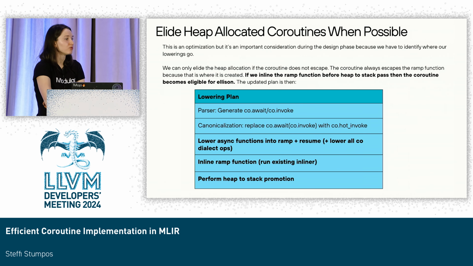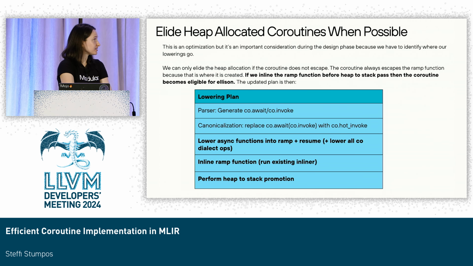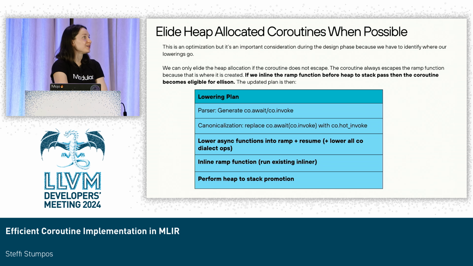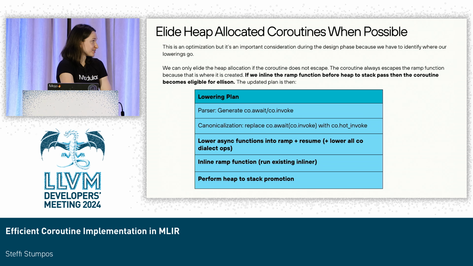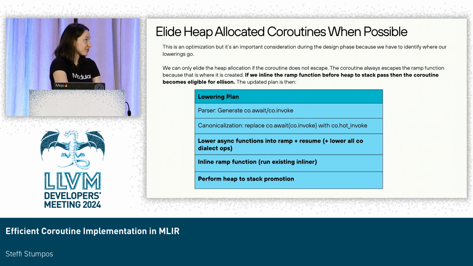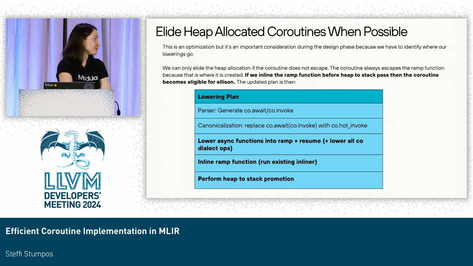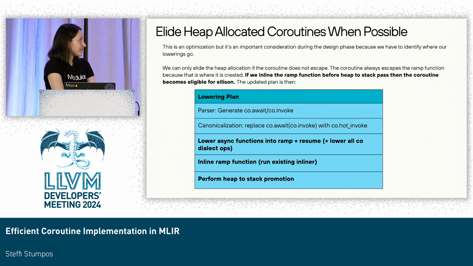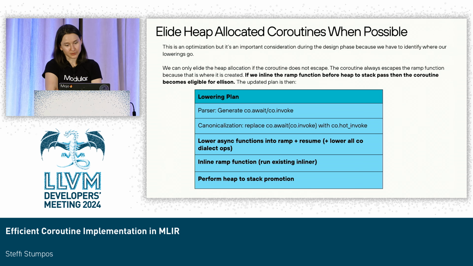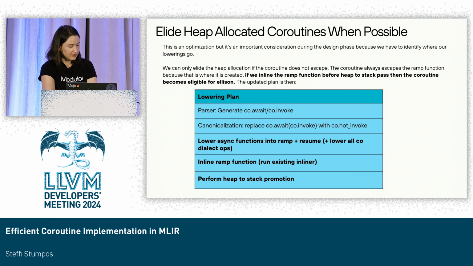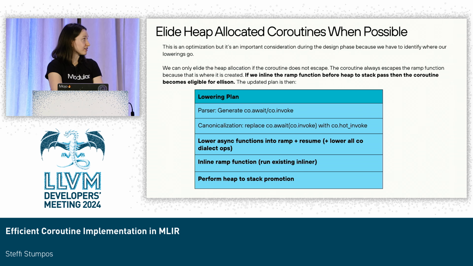So we mentioned that we want to elide heap allocated coroutines. How do we plan to do that? Well, we can only elide the allocation if it doesn't escape, and it always escapes the ramp function. So we have to inline the ramp function first. So we know that we have to lower them before inlining. And then we will use a heap to stack promotion pass to promote those allocations to the stack.